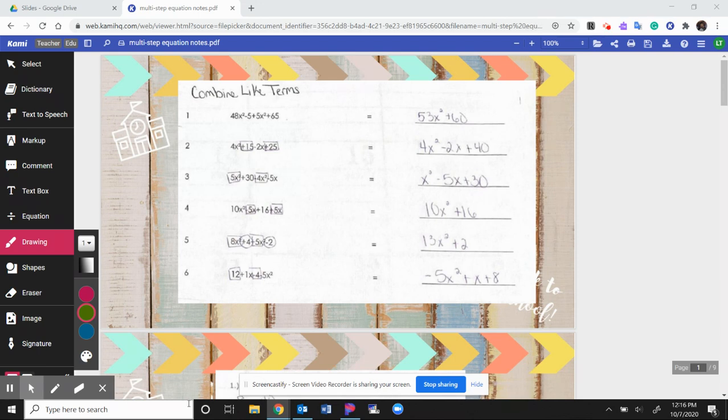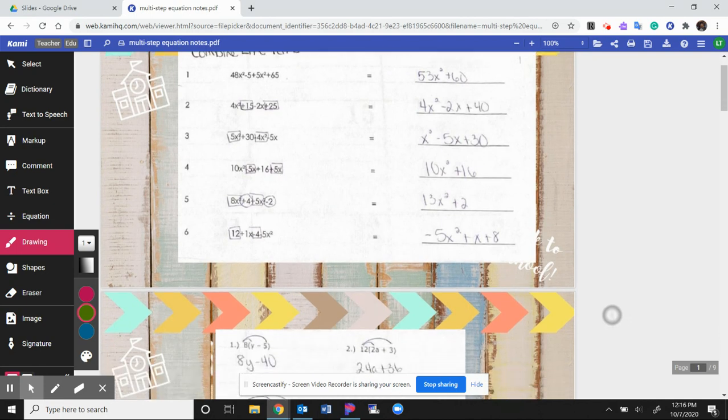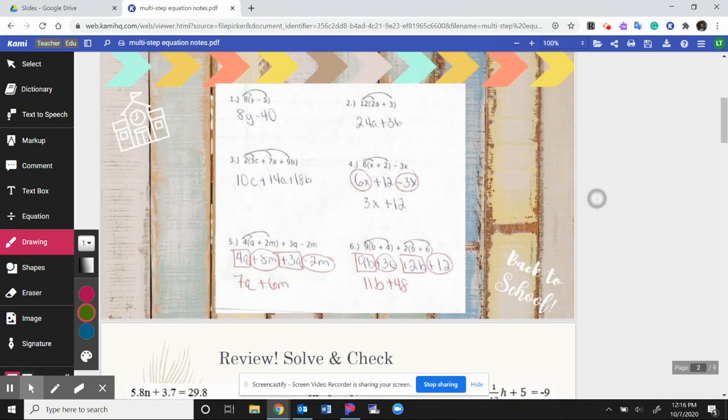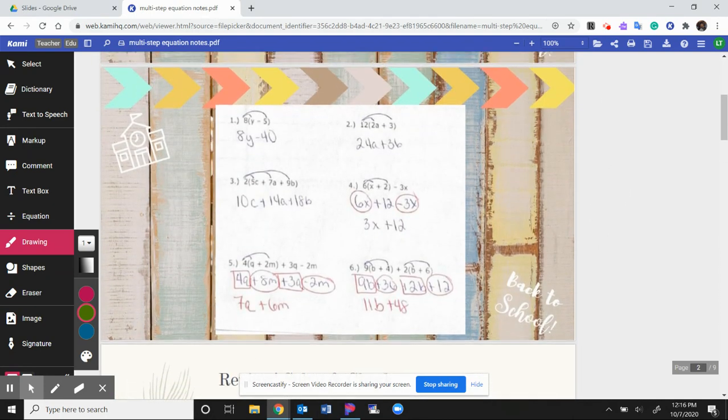So the first thing that you're seeing here is your homework answers. You had combining like terms and you had distributive property. So here are your answers for your combining like terms. So check your work there. And then here are your answers for distributive property.